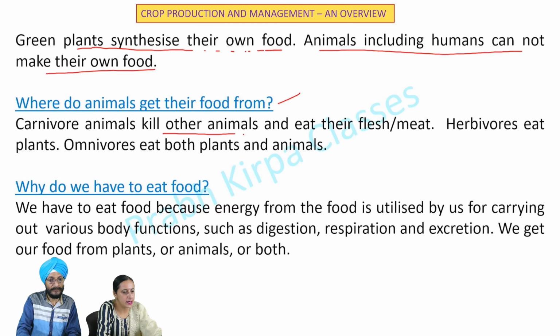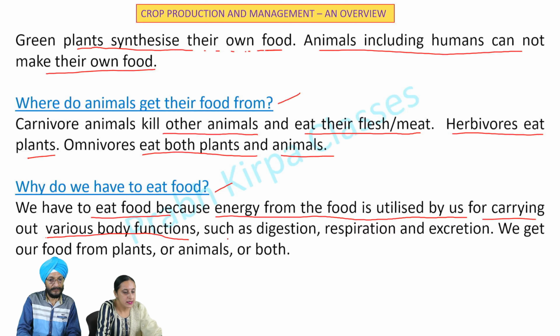Why do we have to eat food? We have to eat food because energy from the food is utilized by us for carrying out various body functions such as digestion, respiration, and excretion. We get our food from plants or animals or both.